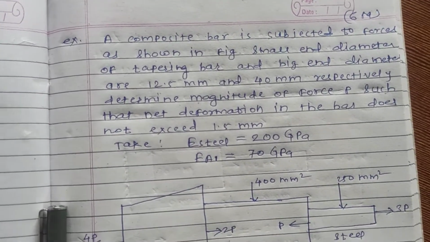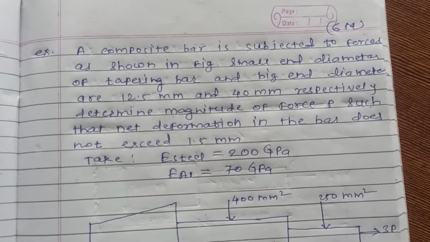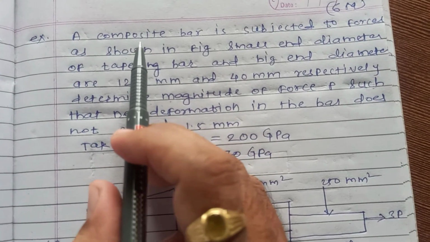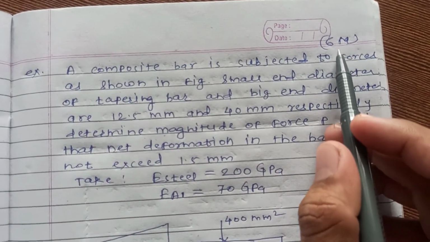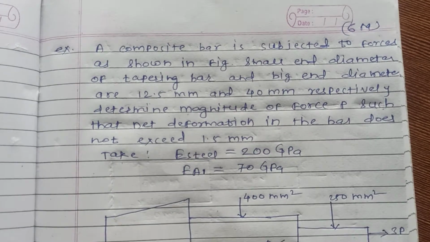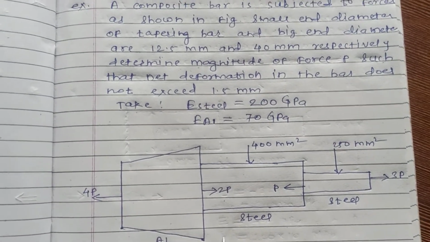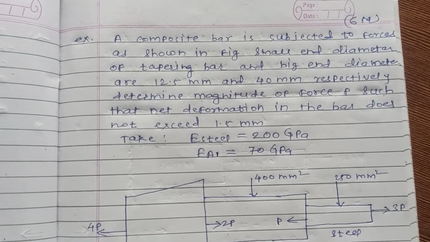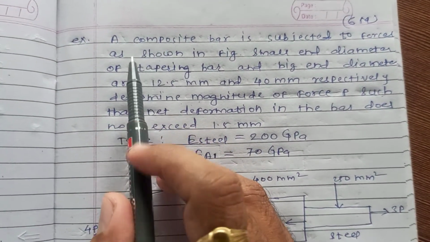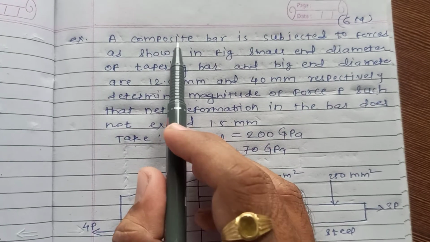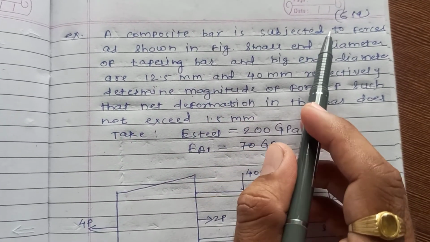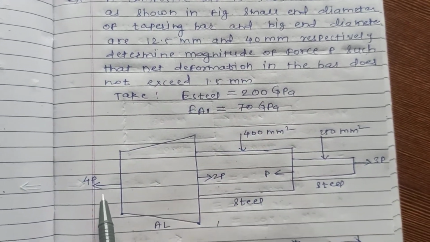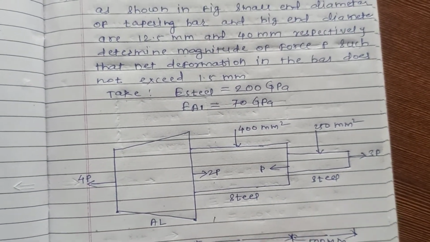So this is the next problem statement. This problem is also asked for 6 marks in the university exam. This figure is also given in the problem statement. Let us read the problem statement: a composite bar is subjected to forces as shown in the figure. These are the various types of forces as shown in the figure.